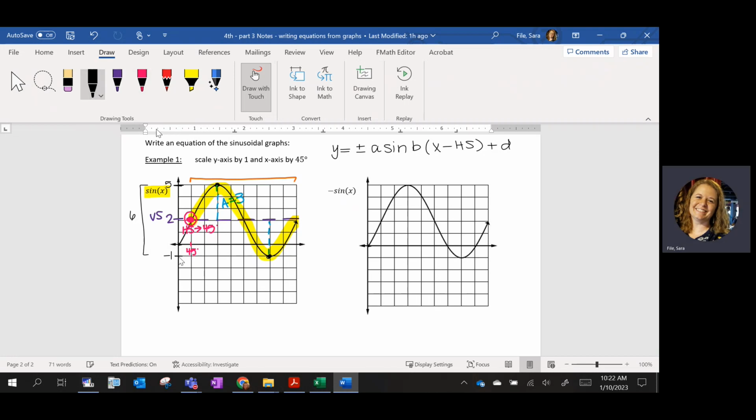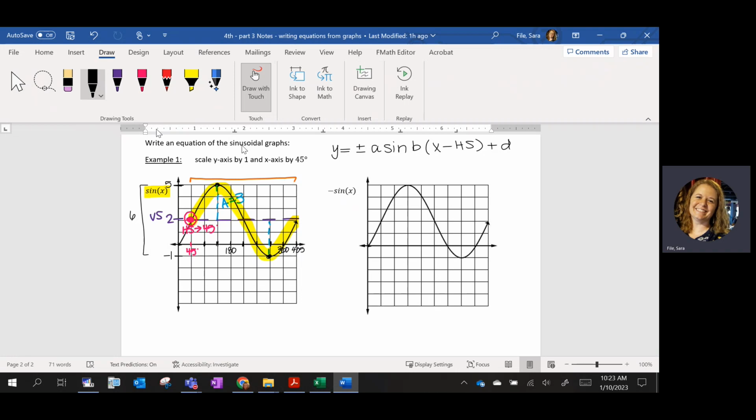Now, if each square is 45 degrees, I'd make this 90, 135, 180, 225, 270, 315, 360. And where would this last piece be? It was another 45. 405.